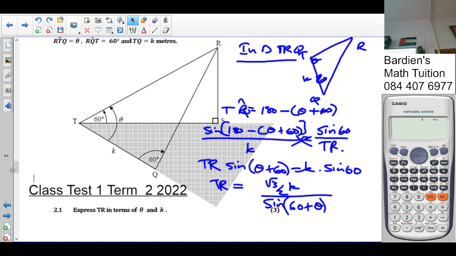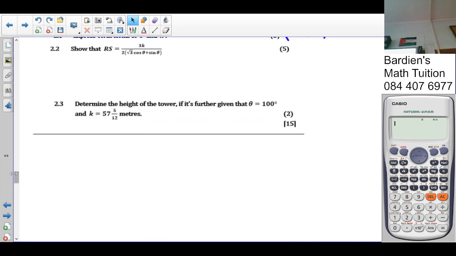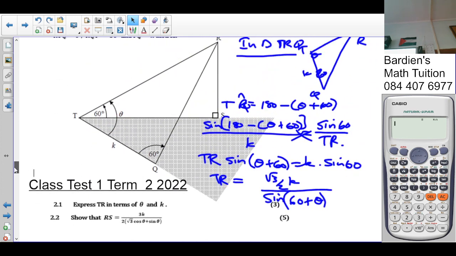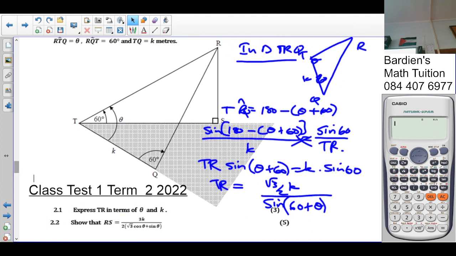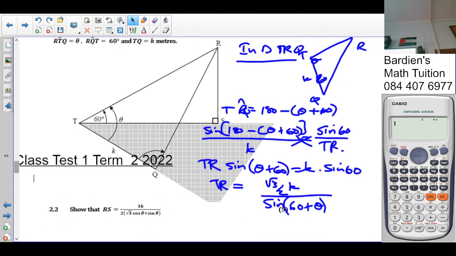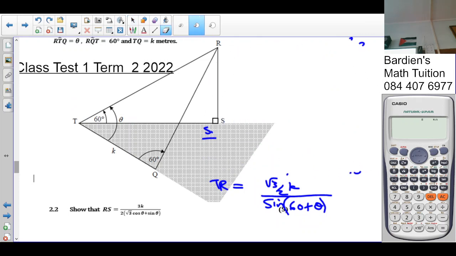Then the next question was to show that RS can be written as that. So what I'm going to do is take this off here, just to keep the diagram in focus. So I want to move away from the diagram.